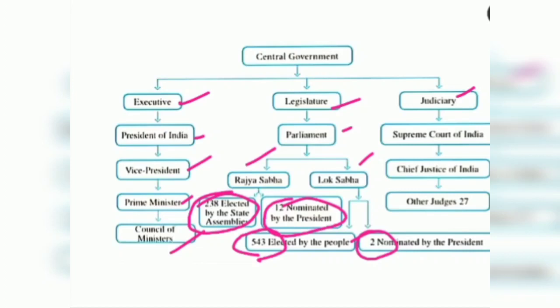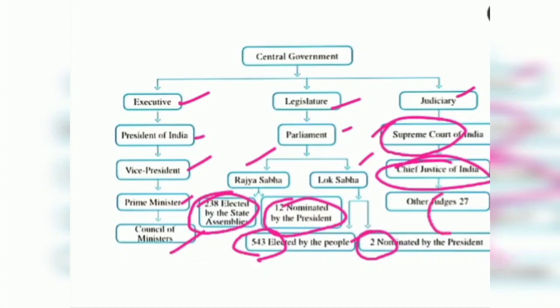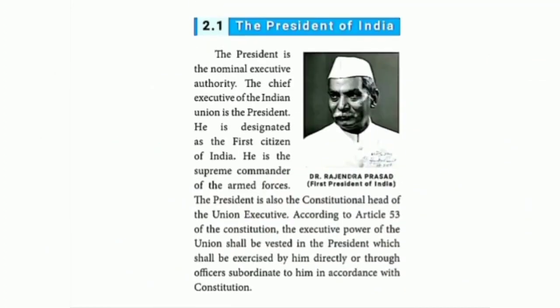Under the heading of judiciary, which is the highest court of India? The Supreme Court. Under the Supreme Court, the Chief Justice of India is there. Then the Supreme Court consists of other judges; 27 judges are there. So this much only is given, children. Today I plan to teach only 2.1. You can listen carefully, it's easy.